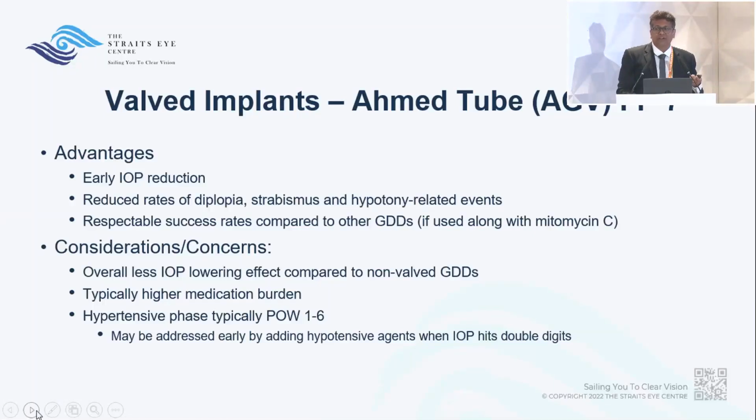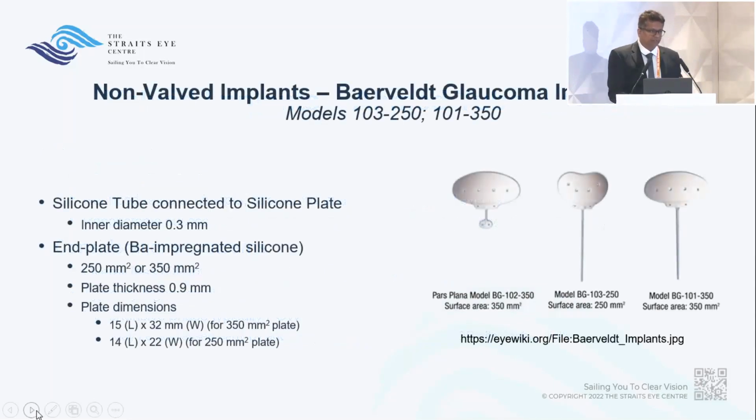So many of us very quickly start the patient on aqueous suppressants like Cosopt or Timolol to suppress the aqueous production. And that has allowed us to have better success rates, at least in Singapore. And actually some studies have shown that. The non-valved implants like the BGI come in 250 millimeter square or 350 millimeter square plate sizes. Because what we do know is that the larger the plate, the better the pressure reduction in general.